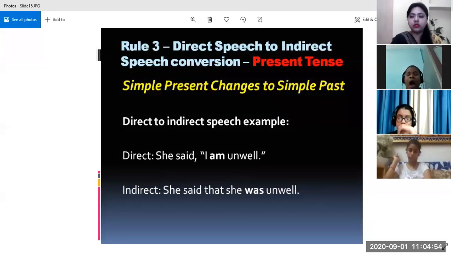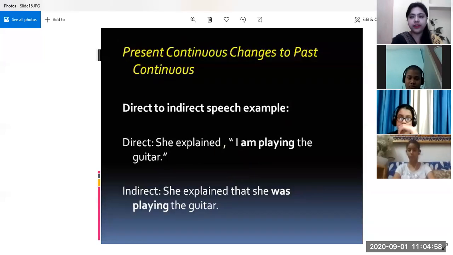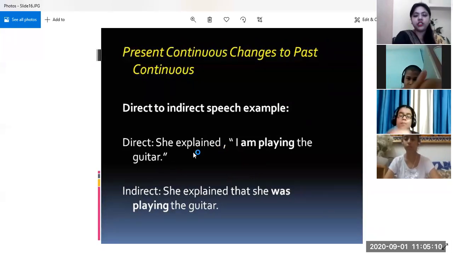Now the second tense is present continuous, very obvious. So it is also simple. Present continuous changes to what? It will change to past continuous. Naturally it will change into past continuous. Now let us see. She explained, I am playing the guitar.